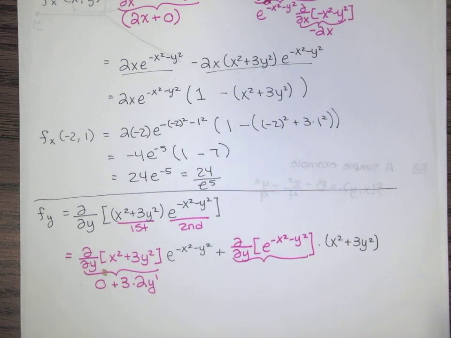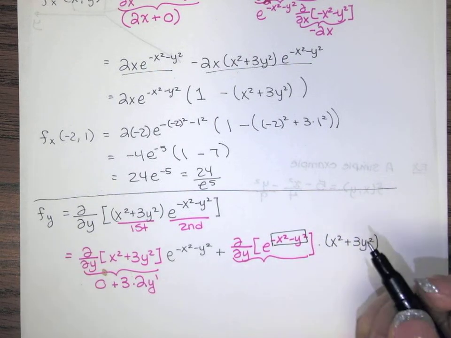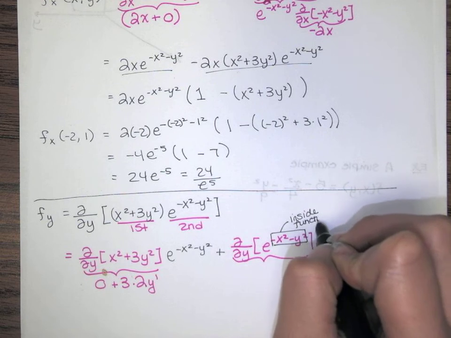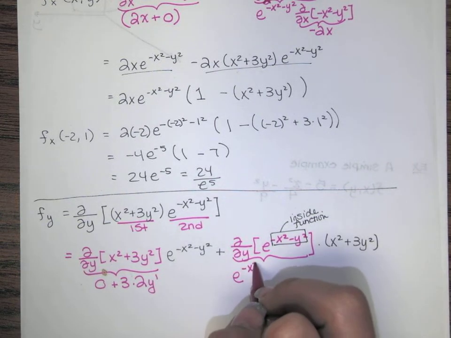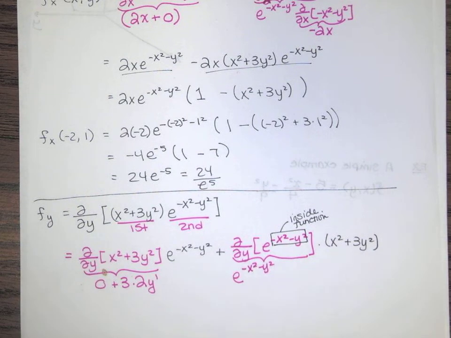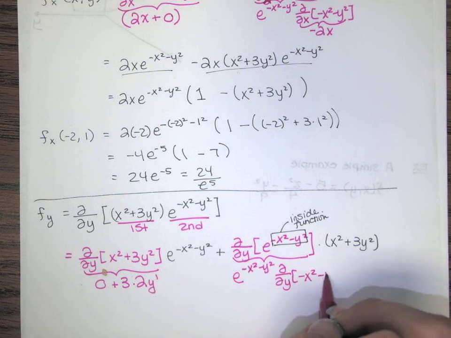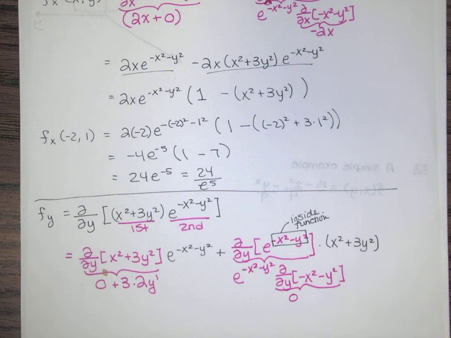The derivative of an exponential, if there's a function of y inside, and there is, requires the chain rule. That's my inside function. The derivative of e to some power is e to that power. You plug the inside function back in, and you multiply by the derivative of the inside by the chain rule. Derivative of -x squared is 0, because there's no y's in it. The derivative of -y squared is -2 times y.